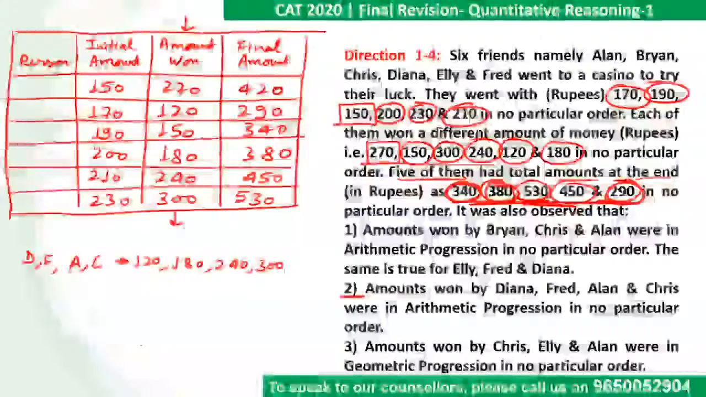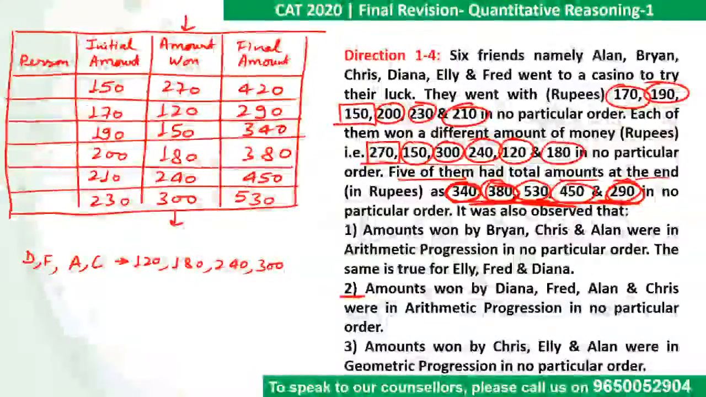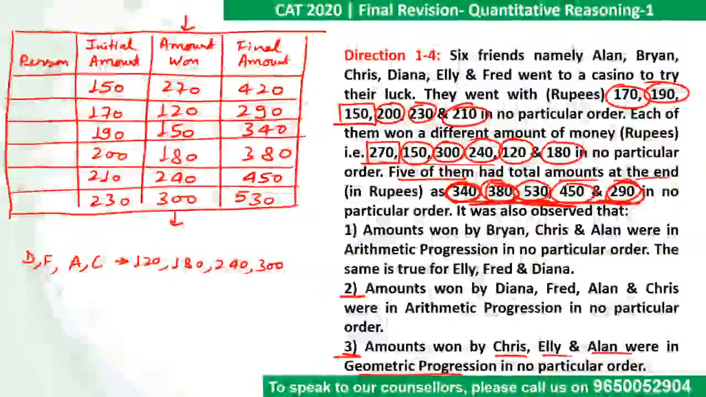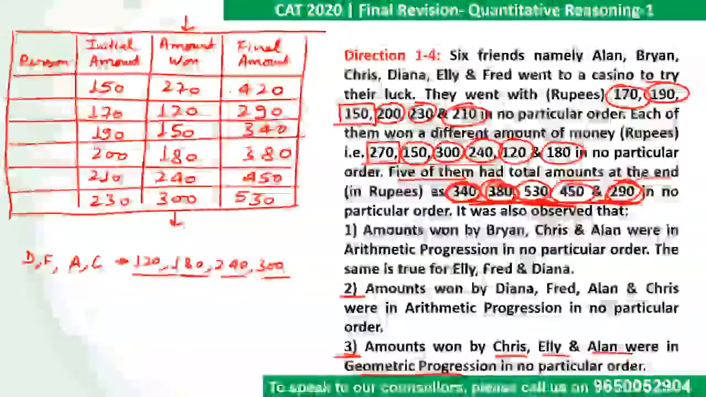But who won what amount? Till this point we do not know anything. By the way, the amounts won by Chris, Ellie and Ellen were in GP. So Chris, Ellie and Ellen were in GP. How can we get that? In no particular order. So obviously we need to pick 2 numbers from these 4, and the other number from the other 2.